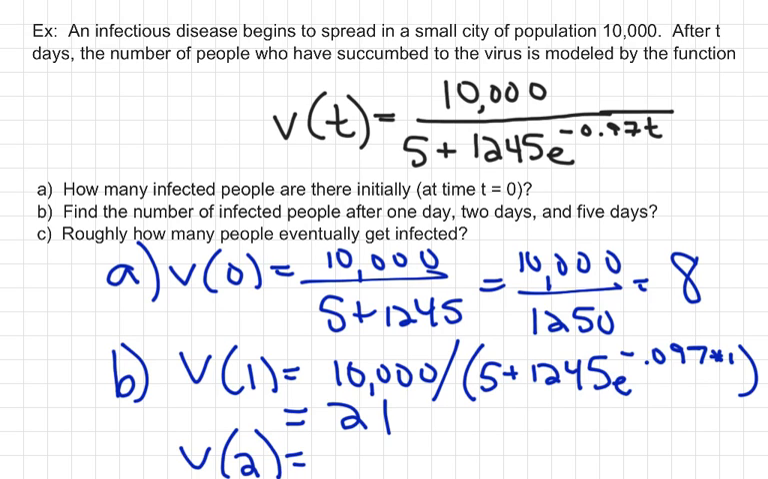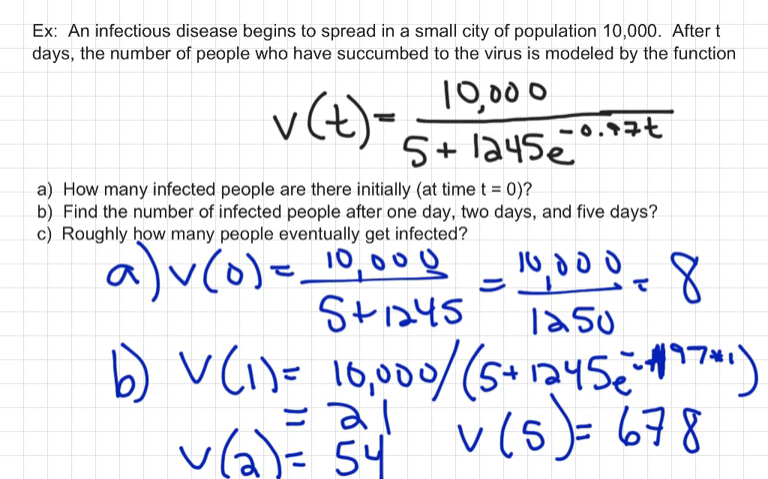Plug in 2 for t. 10,000 divided by 5 plus 1245 e to the negative 0.97, not 0.097, just 0.97, times 2. That is going to be 54 people. And after 5 days, if you plug in 5 for t and plug this into your calculator, you're going to find out about 678 people are infected. So it's spreading rather quickly.